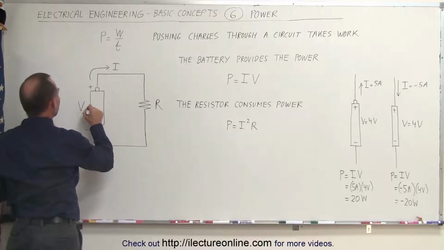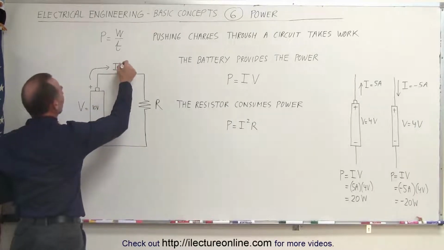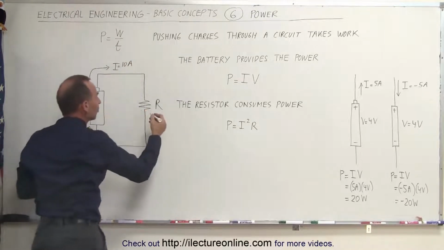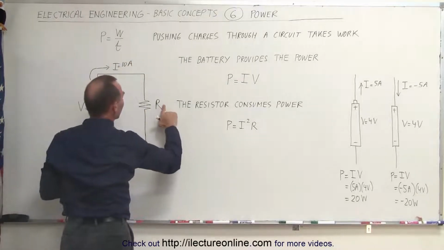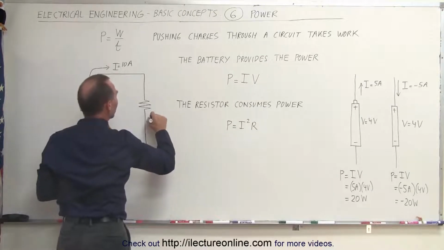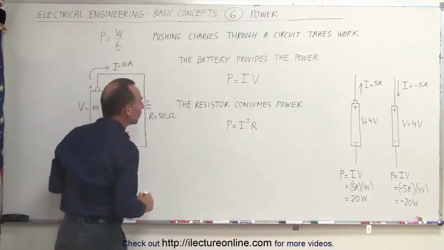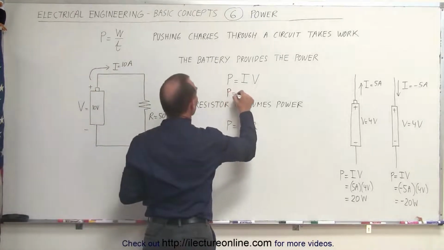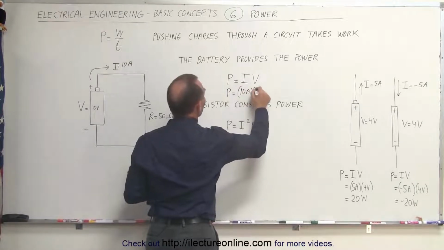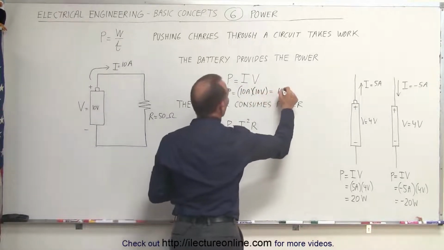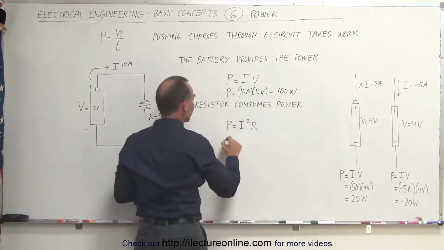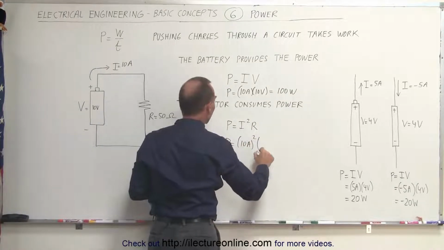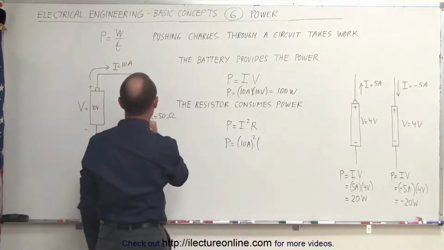Let's say we have a 10-volt battery. This is 10 volts. And let's say we produce 10 amps of current. This is 10 amps. And let's say that our resistor is equal to 50 ohms. Let me write it over here. Our resistor is equal to 50 ohms. How much power is provided by the battery? In this case, the power provided by the battery is equal to 10 amps times 10 volts, which is equal to 100 watts. Here we can say that the power is equal to the current squared, that would be 10 amps squared, times the, let's see here.